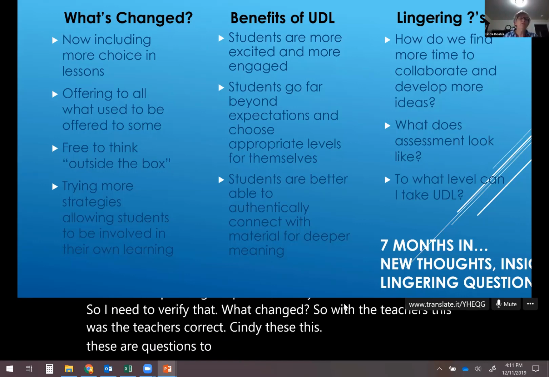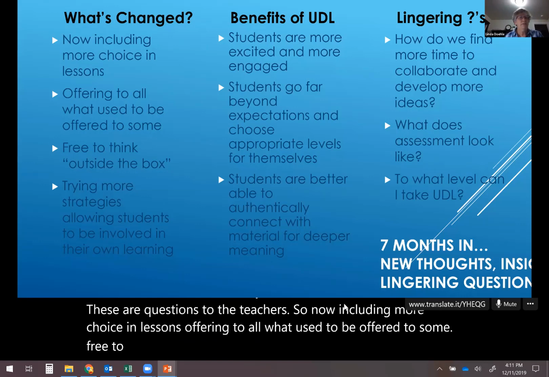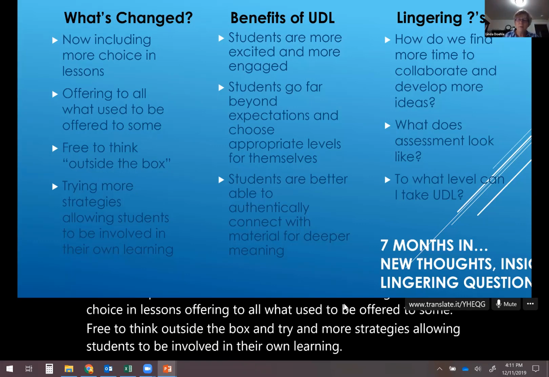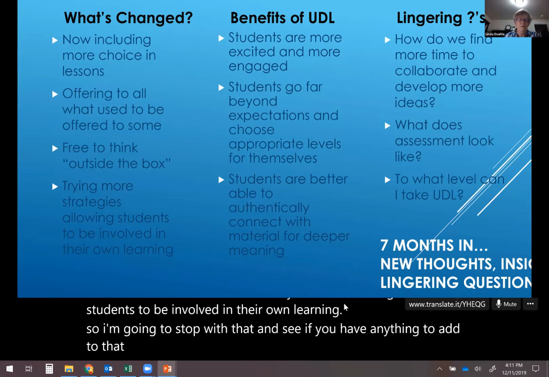So now including more choice in lessons, offering to all what used to be offered to some, being free to think outside the box, trying more strategies, and allowing students to be involved in their own learning. I'm going to stop with that and see if you have anything to add, and then I'll do each column.